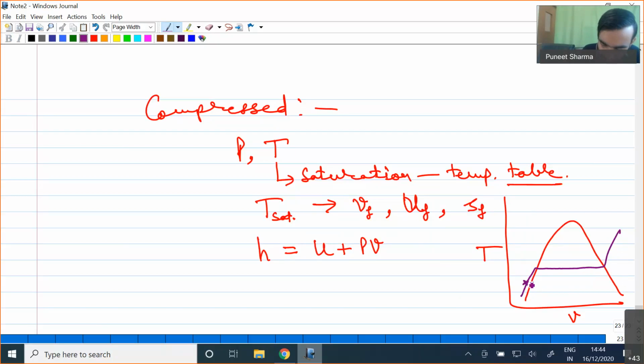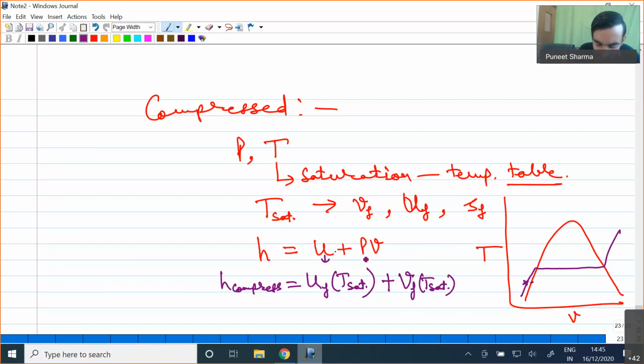So what is happening? I have got the value of U. So now I need to determine H for compressed. H for compressed, I can write that whatever the U for compressed will be, that will be nothing but equal to UF at T set. Plus whatever the V I have to calculate at the compressed state, that V will be equal to V corresponding to the saturation. So I can simply write over here VF corresponding to T set.